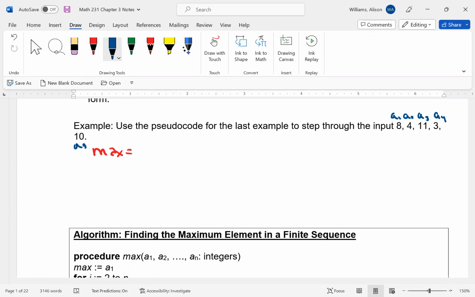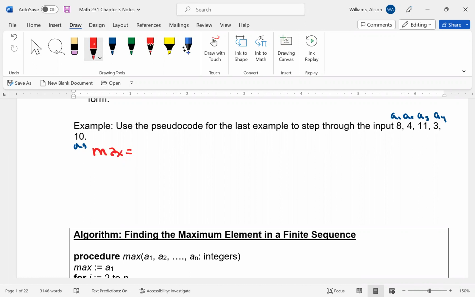Just so we're clear on some terminology, because we're going to see that here in just a second: A1 is 8, A2 is 4, A3 is 11, A4 is 3, and A5 is 10. So it's a general way of saying that the 5th term of this sequence, that would be A sub 5, is the number 10. Okay, now back to our labeling.